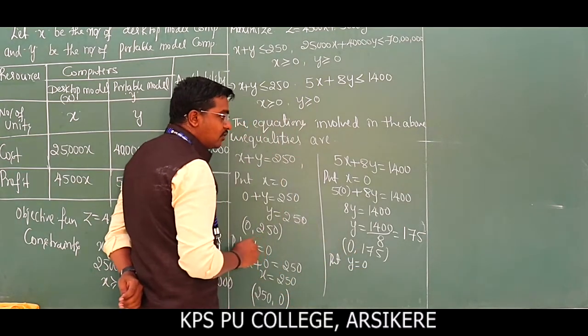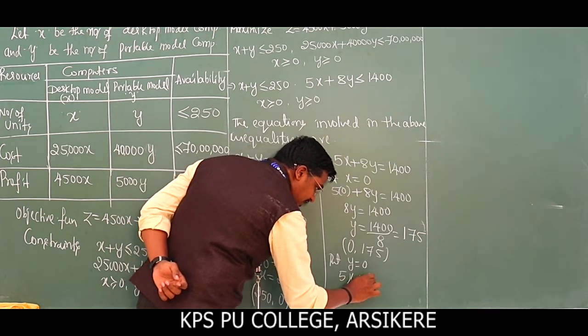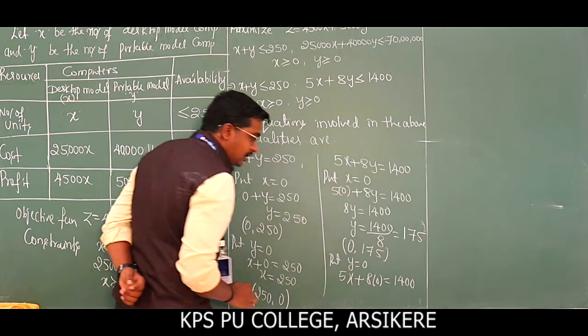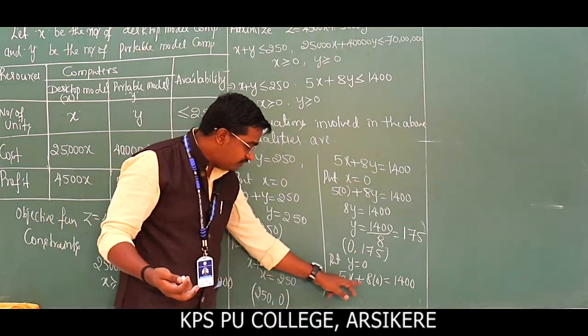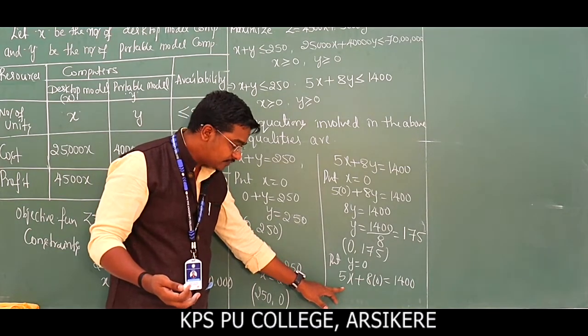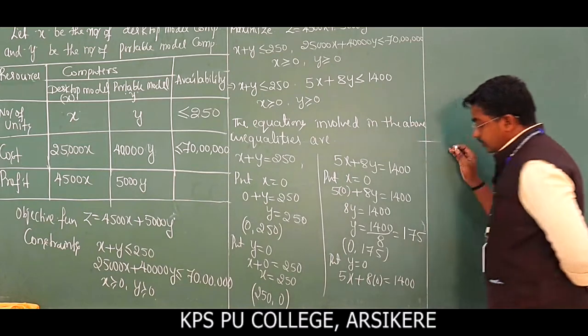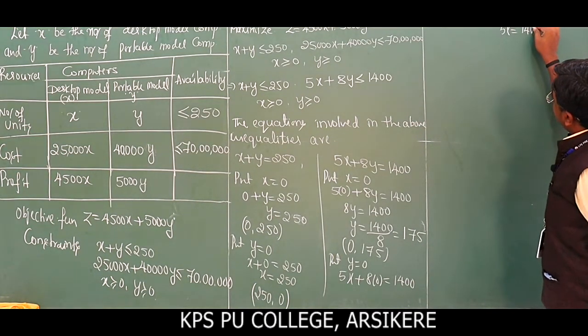Substitute y is equal to 0 in this equation. This reduces to 5 into x plus 8 into 0 is equal to 1400. 8 into 0 is again 0, so 0 plus 5x becomes 5x. Okay, 5x is equal to 1400. I will write it here.